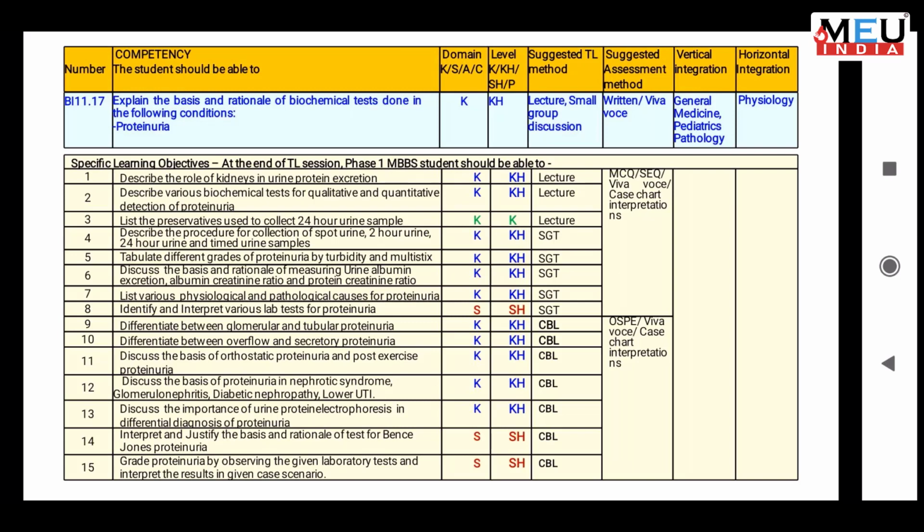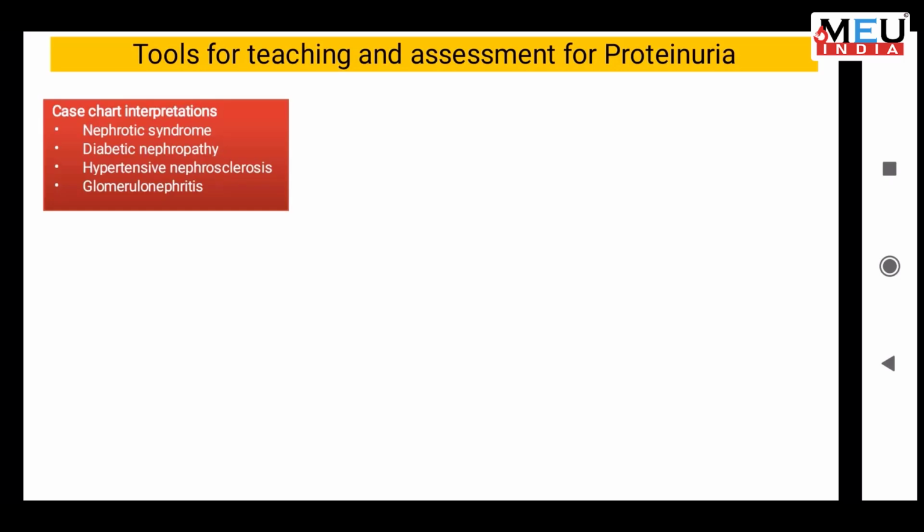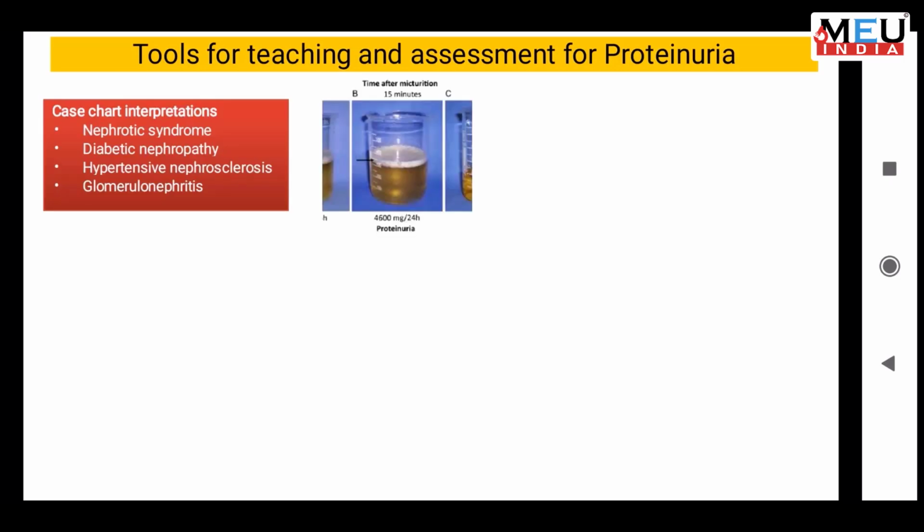proteinuria by observing the lab test and interpret the results in a given case scenario. For this, we think of using a few for teaching as well as assessment, like case chart interpretations of nephrotic syndrome, diabetic nephropathy, hypertensive nephrosclerosis, or glomerulonephritis can be created, both for teaching as well as assessment. Or we can go in and show an actual urine sample with proteinuria, how it looks like, and go on for an OSCE station or ask them to identify what is there, what's the appearance, and to interpret that.